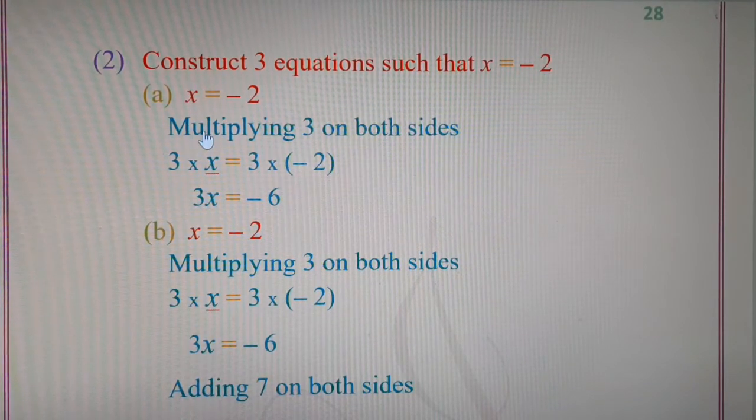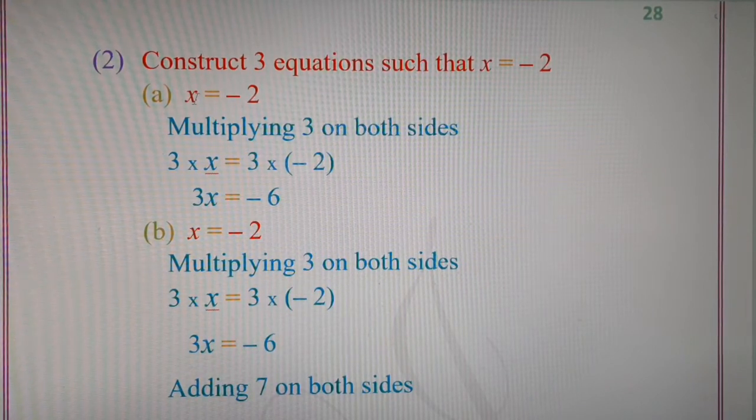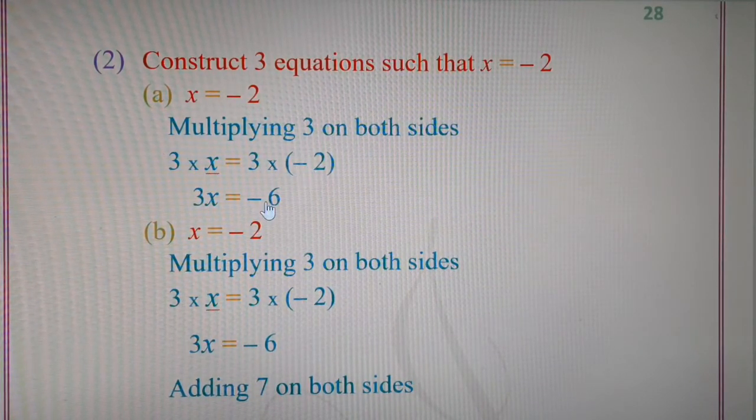And we will start by using the multiplication function. Let us multiply 3 on both the sides. So x is also multiplied with 3 and minus 2 is also multiplied with 3. So in the next step we'll get 3 into x and 3 into minus 2. 3 into minus 2 can be further solved and our answer will be minus 6. 3 into minus 2, answer is minus 6, and 3 into x means only 3x.